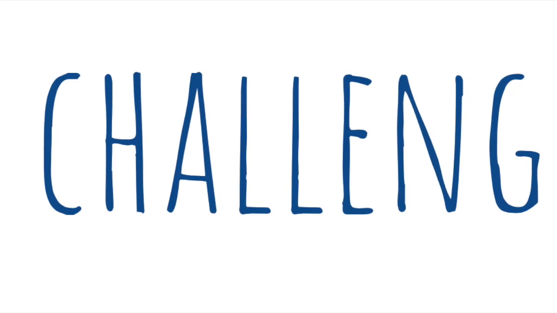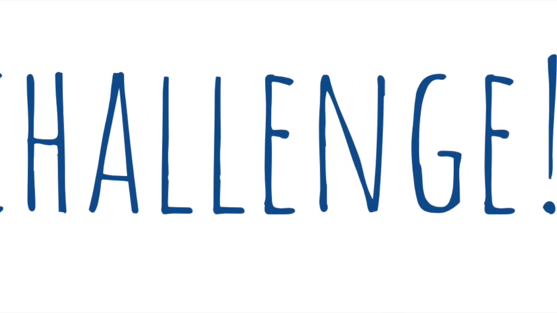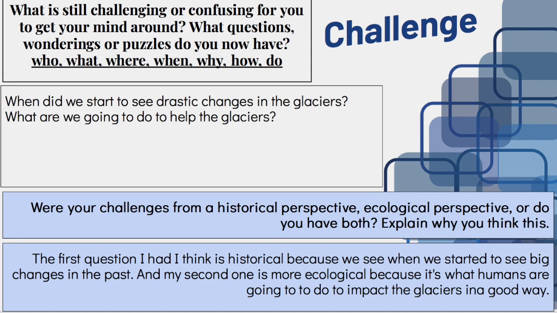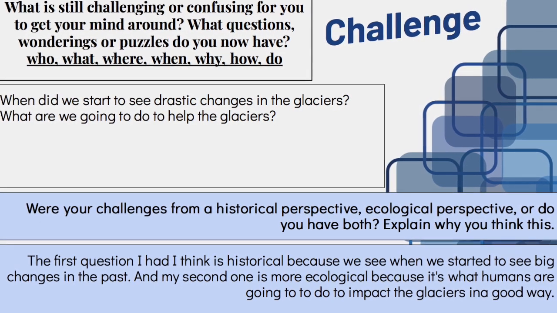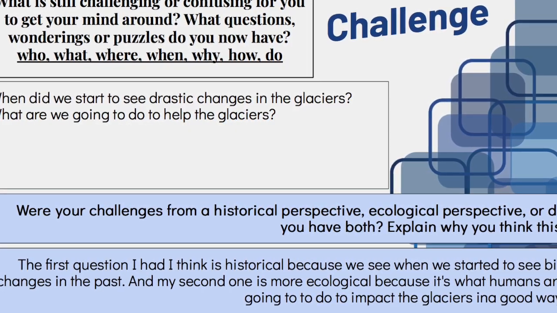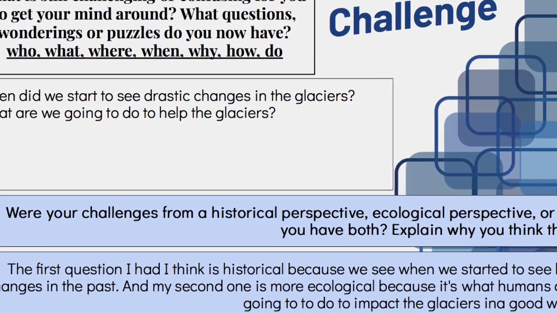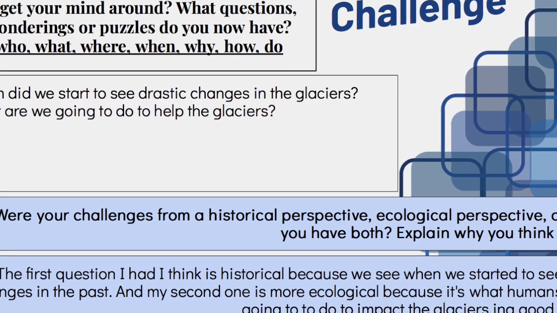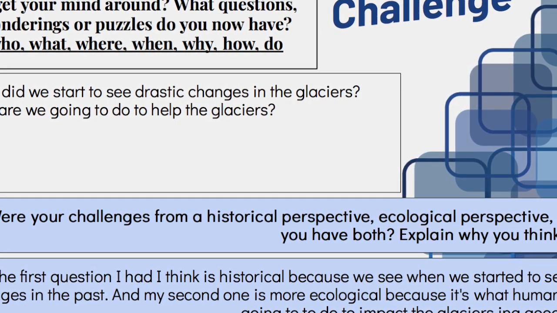When students moved on to challenge, they had to think about what questions they had and how they related to a historical or ecological perspective. Here you can see the student wrote 2 questions, one that was historical and one that was ecological. The first question the student identified as historical, they wrote, "When did we start to see drastic changes in the glaciers?" They also questioned, "What are we going to do to help the glaciers?" This one was identified as ecological.